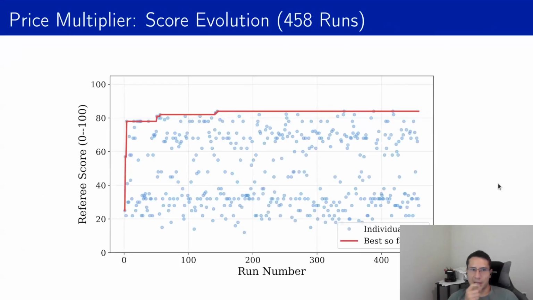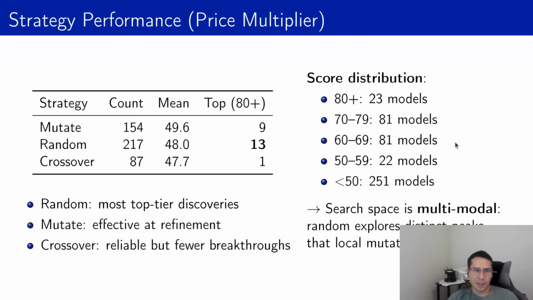This would be basically how it looks. The price multiplier had 458 runs that ran correctly. I tried AutoTheory 500, but some of the LLM calls just failed. And this is roughly what the maximum score would look like. Even from the start, it got some pretty high scores because the models were fitting pretty well.